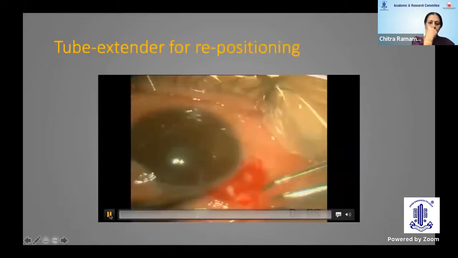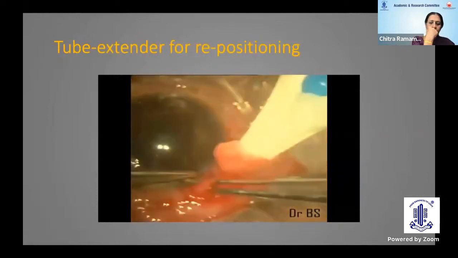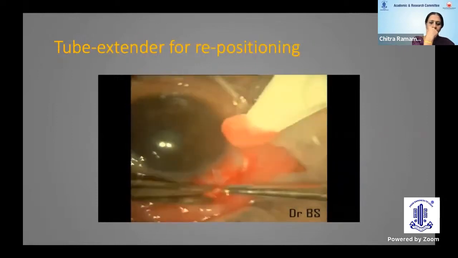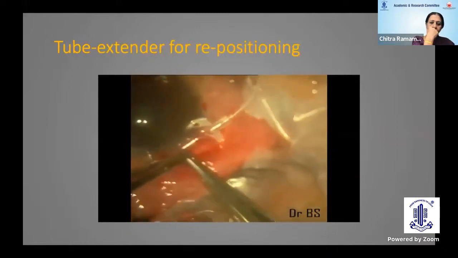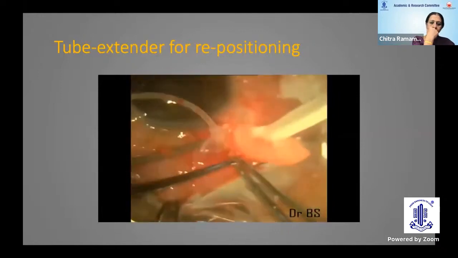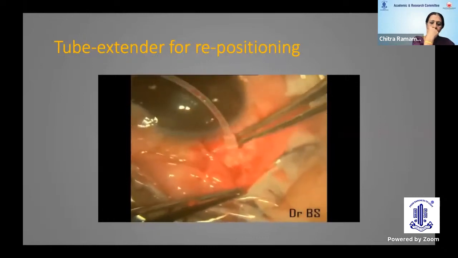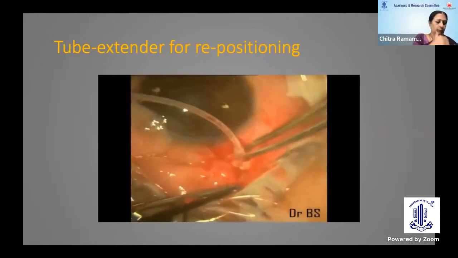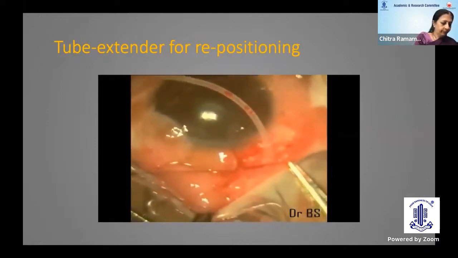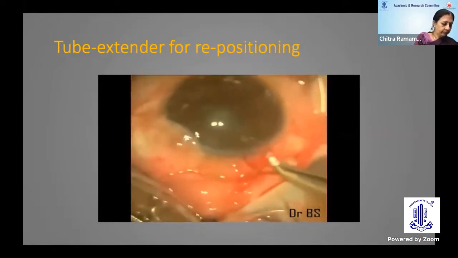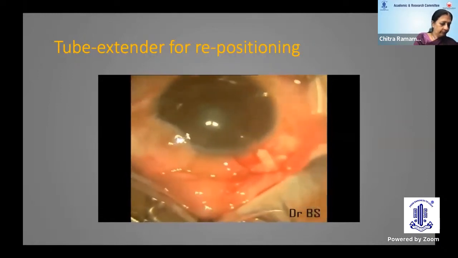Sometimes the length of the tube is not sufficient for repositioning, so we may have to use a tube extender. So this is a procedure showing how we use the tube extender. The tube is exposed right up to the edge of the plate. It is trimmed. The extender is connected to the distal portion of the tube. It is anchored to the surface of the sclera using nylon sutures. Following this, the tube is trimmed to a sufficient length and then introduced through the needle track as close to the iris surface as possible.